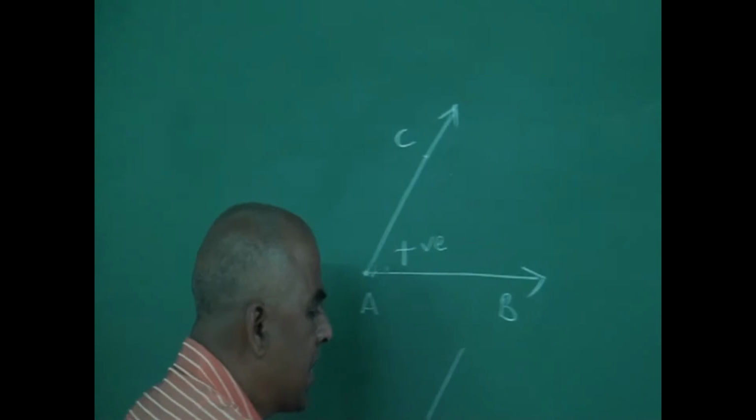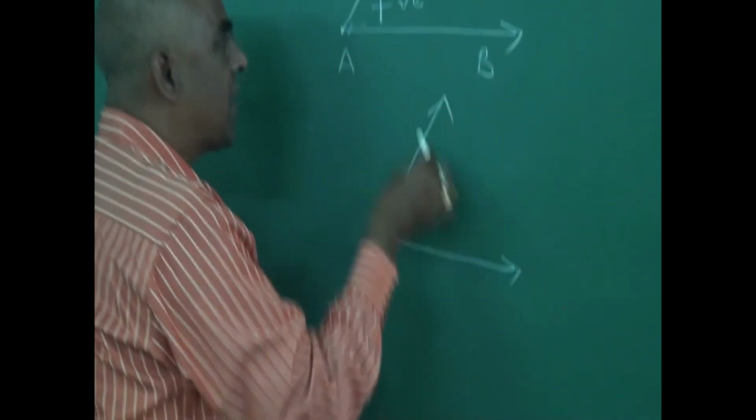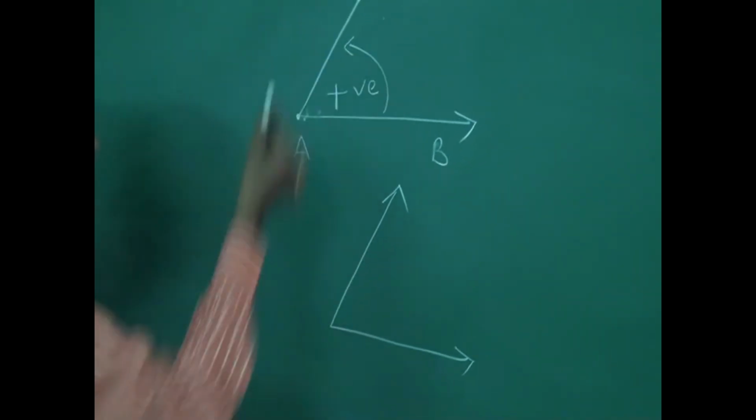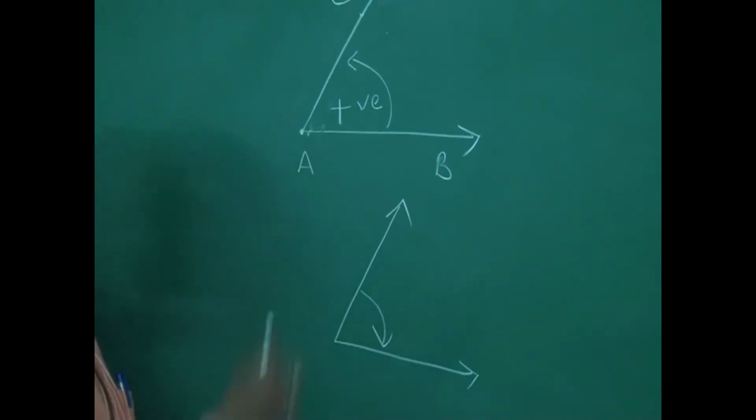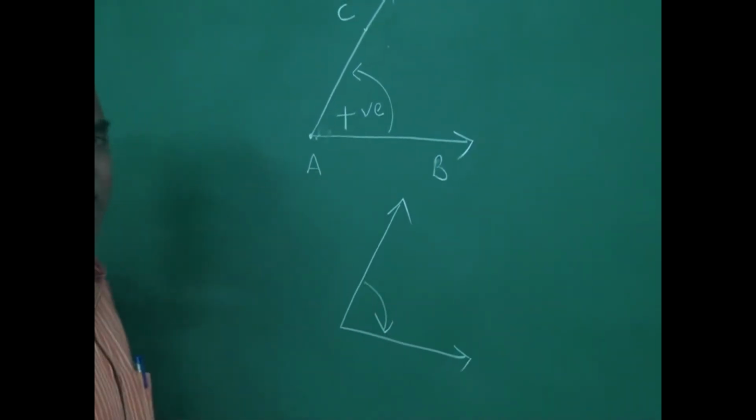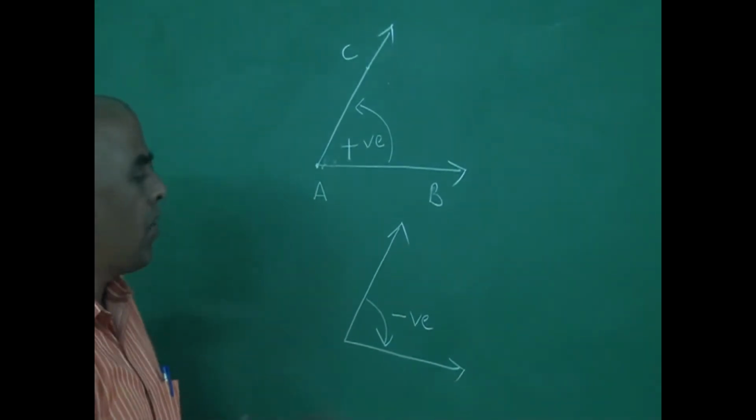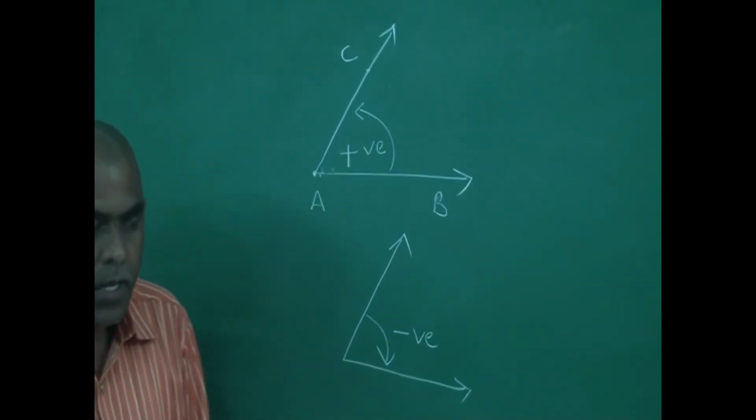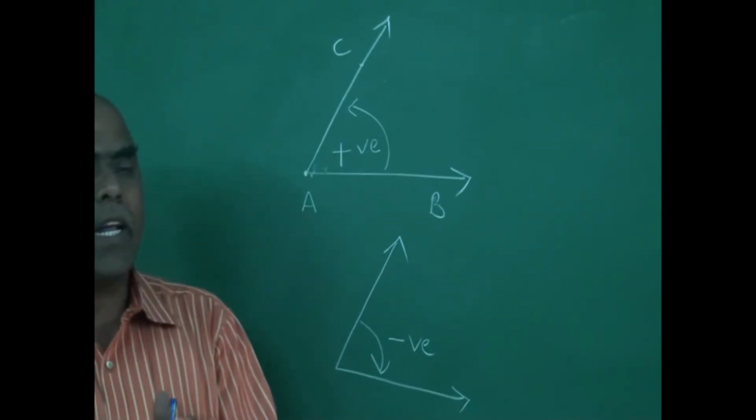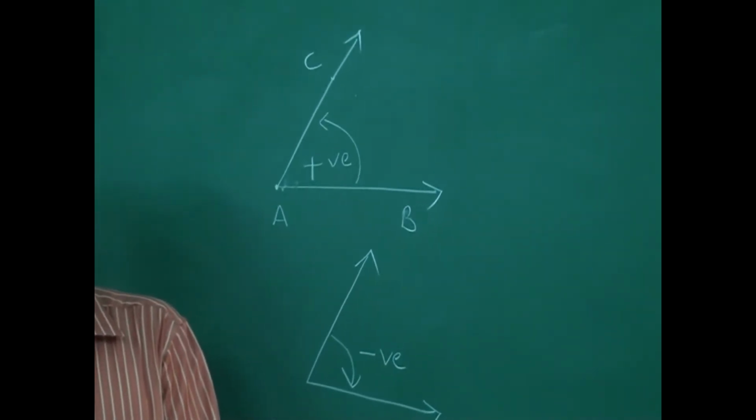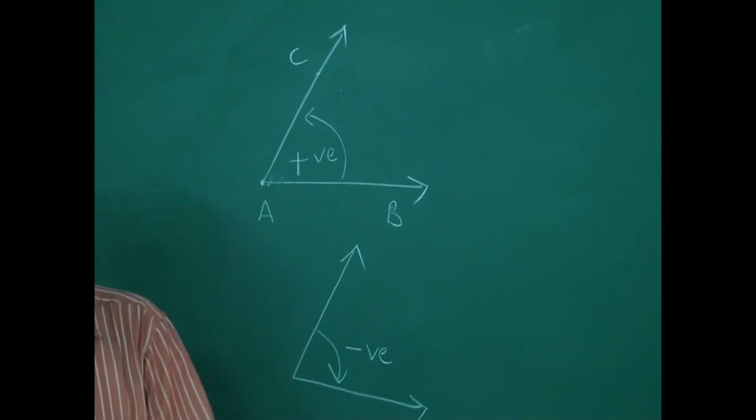This is the anti-clockwise direction, and this is the clockwise direction. If a ray rotates in the clockwise direction, it always forms a negative angle. According to the initial side and terminal side, we can divide the angles according to our convenience.